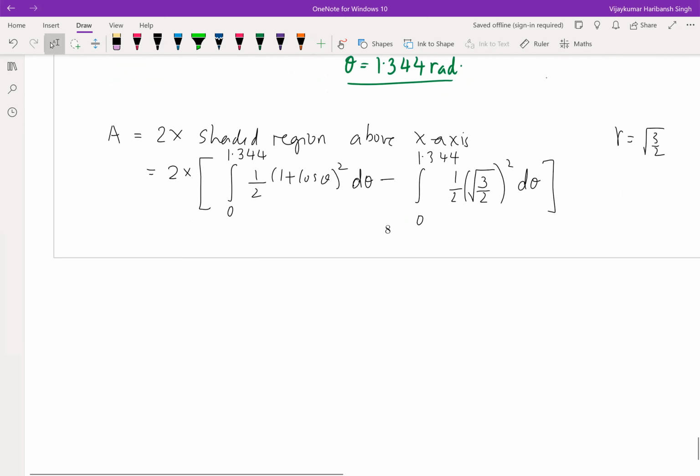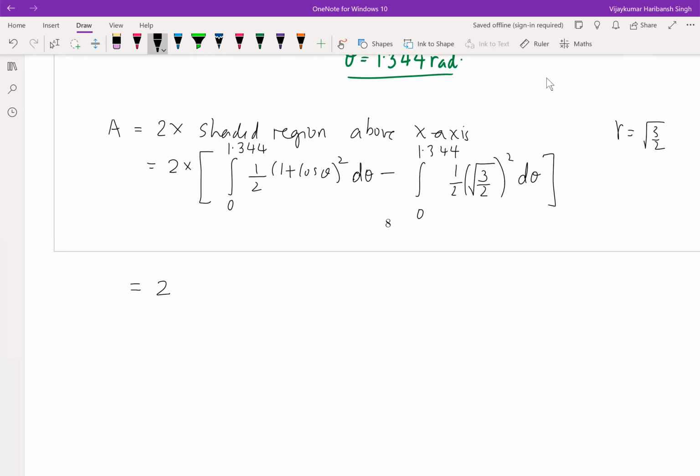So now let's work it out. This is going to be 2 outside, and you can bring the half inside. So it will be the integral from 0 to 1.344 of (1 plus cos theta) the whole squared minus 3 by 2, d theta. I'm combining this into one integral because this will give you an idea about how to deal with this problem in generality. Now we have already expanded this, previously computed, but with different limits.